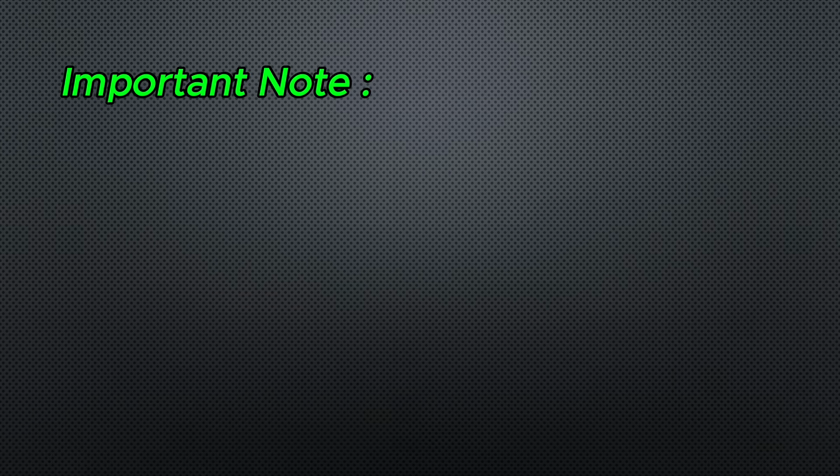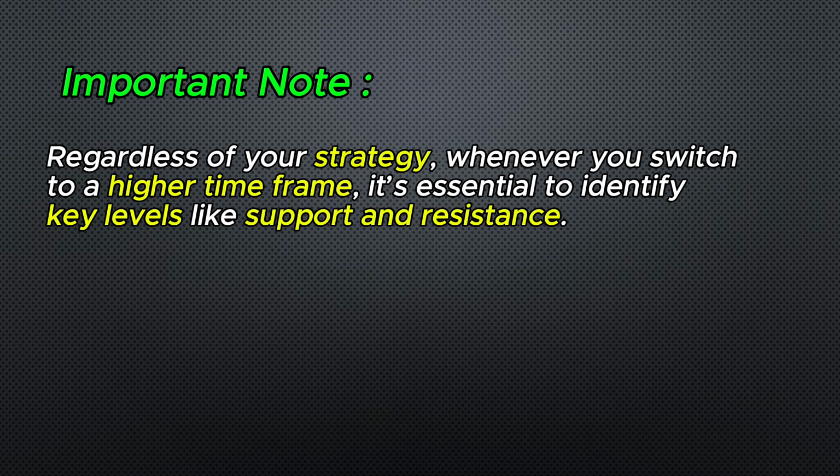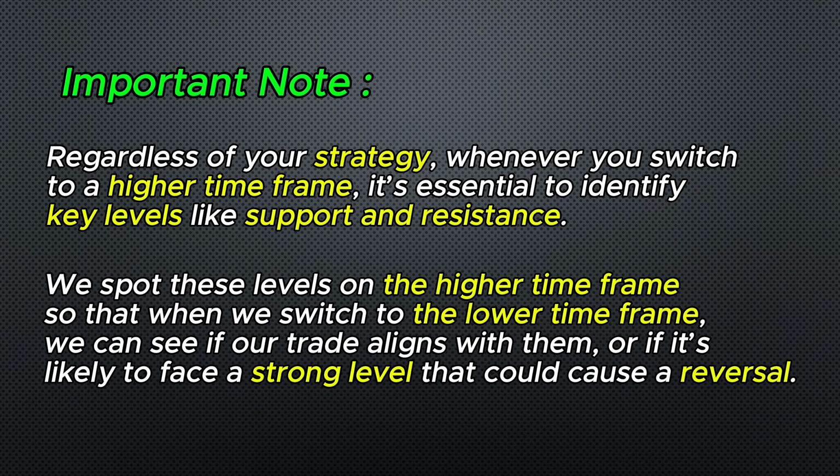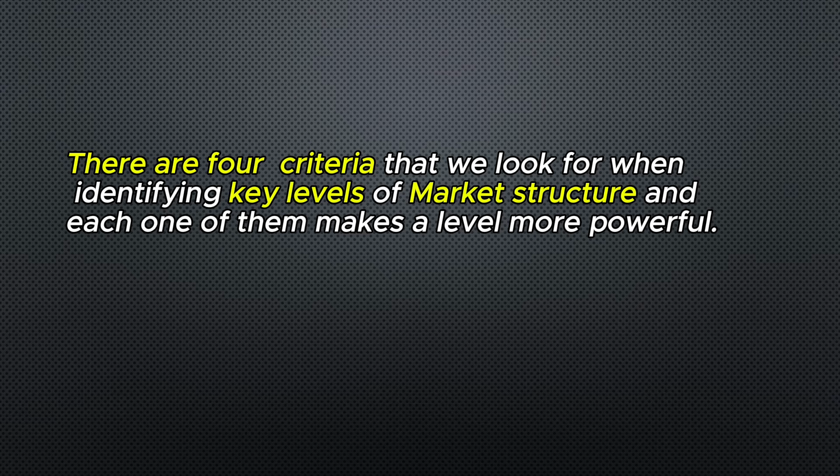Now, regardless of your strategy, whenever you switch to a higher time frame, it's essential to identify key levels like support and resistance. We spot these levels on the higher time frame so that when we switch to the lower time frame, we can see if our trade aligns with them, or if it's likely to face a strong level that could cause a reversal. There are 4 criteria that we look for when identifying key levels of market structure, and each one of them makes a level more powerful.